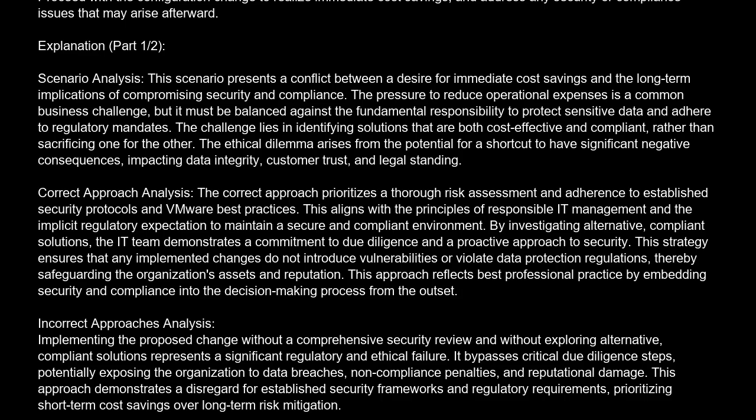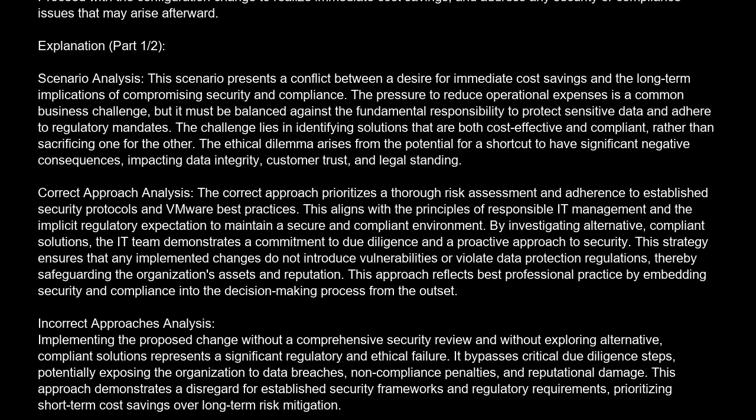The pressure to reduce operational expenses is a common business challenge, but it must be balanced against the fundamental responsibility to protect sensitive data and adhere to regulatory mandates. The challenge lies in identifying solutions that are both cost-effective and compliant, rather than sacrificing one for the other. The ethical dilemma arises from the potential for a shortcut to have significant negative consequences, impacting data integrity, customer trust, and legal standing. Correct approach analysis.